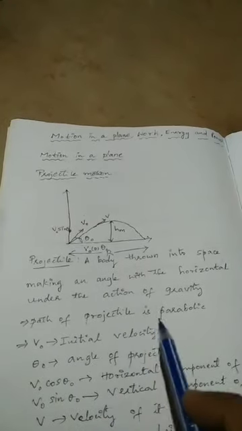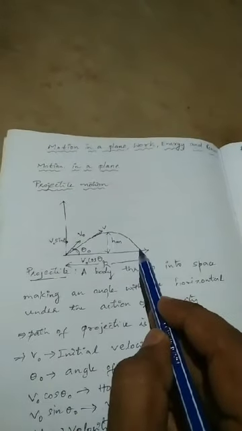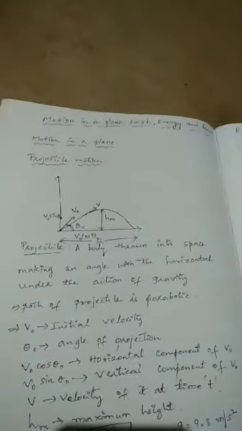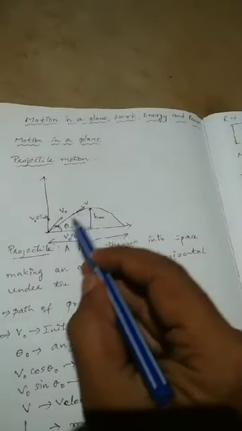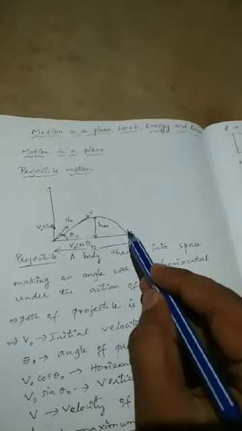The path of a projectile is parabolic. This path, or trajectory, another word for path is trajectory. The shape is a parabola. So the trajectory or the path of the projectile is parabolic in shape.